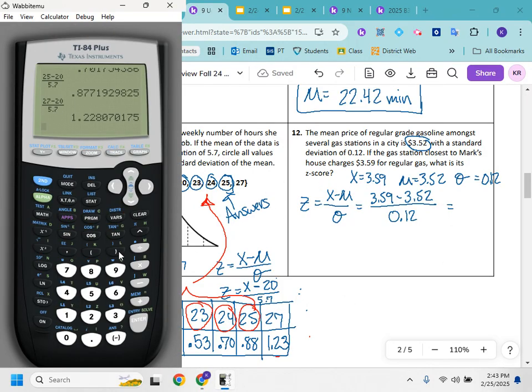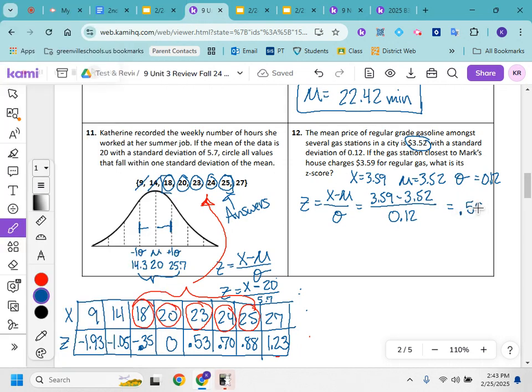So just fill it in. Alpha, y equals, enter, 3.59 minus 3.52 divided by 0.12. And that number is above the mean, so it should be a positive number, 0.58. Z-scores are always rounded to 2 decimal places. Okay? And that is that page.